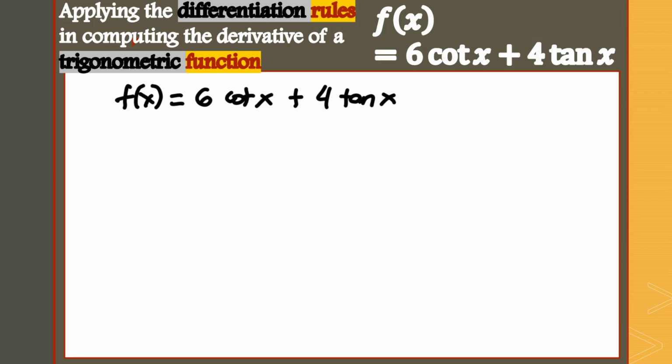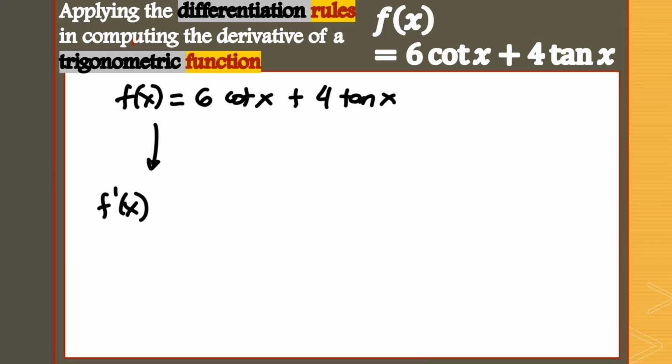And take note that our angle here is still on x, but if it's not x, if it's a function, then we also have another rule for that. Let's just take the rule for cotangent and tangent x for the angle, which is x here, to start with our solution. Our goal is to come up with its derivative.